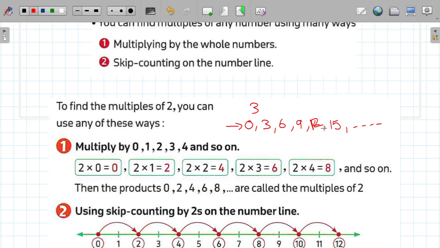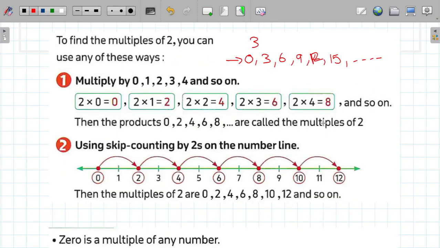Okay, and we can use the number line to find the multiples of any number like this. I can skip count on the number line to find the multiples of any number. So if I want to find the multiples of 2, I can skip count by 2 to find all multiples of 2. So I will start with 0. After that we have 2, 4, 6, 8, 10, 12, and so on. All of these numbers are the multiples of 2.